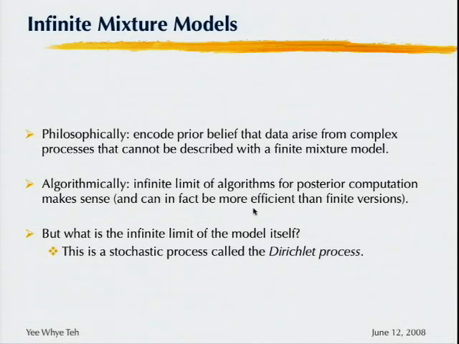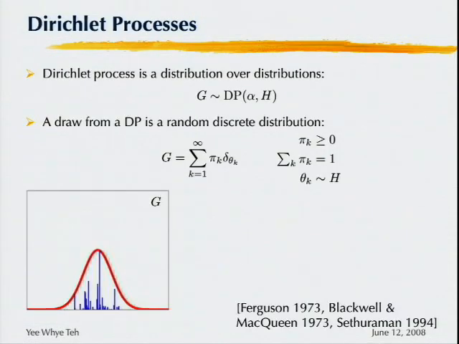But what of the model itself? What is the infinite limit of the model? It turns out that this is a stochastic process called the Dirichlet process, which has been studied in the statistics literature for the last 35 years now, maybe 40 years. So over the next few slides, I'll tell you what Dirichlet processes are. So what's a Dirichlet process? It's basically a distribution over distributions.